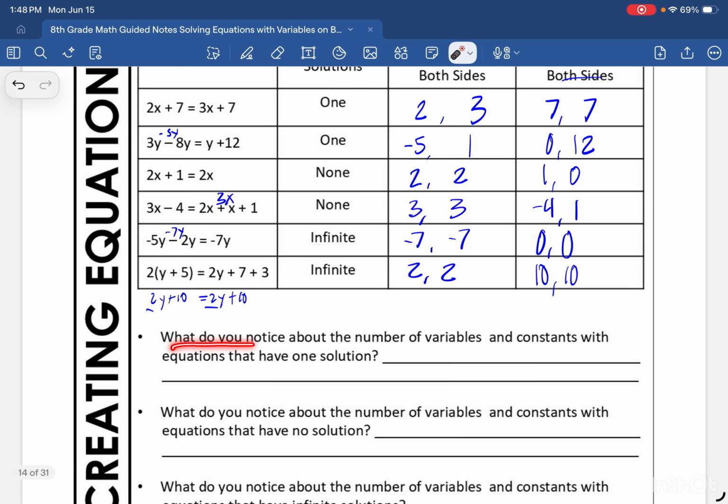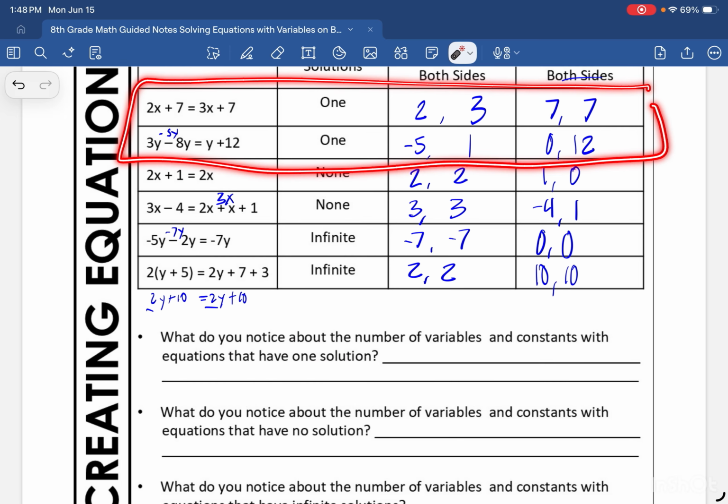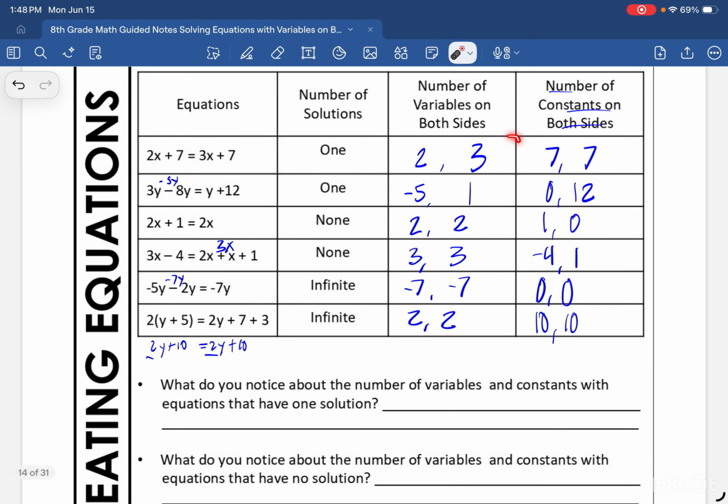What do you notice about the number of variables and constants with equations that have one solution? So these equations right here at the top, with the number of variables, they are different, and that will be true with equations with one solution. They will always have a different number of variables on each side. With the constants, they can be the same or they can be different.